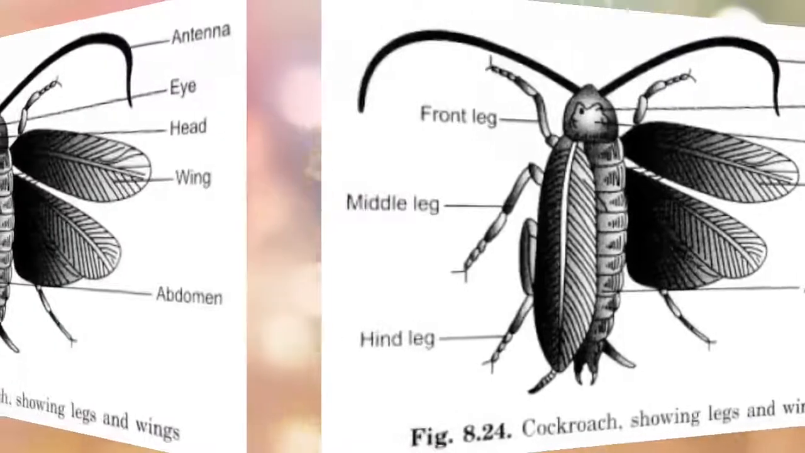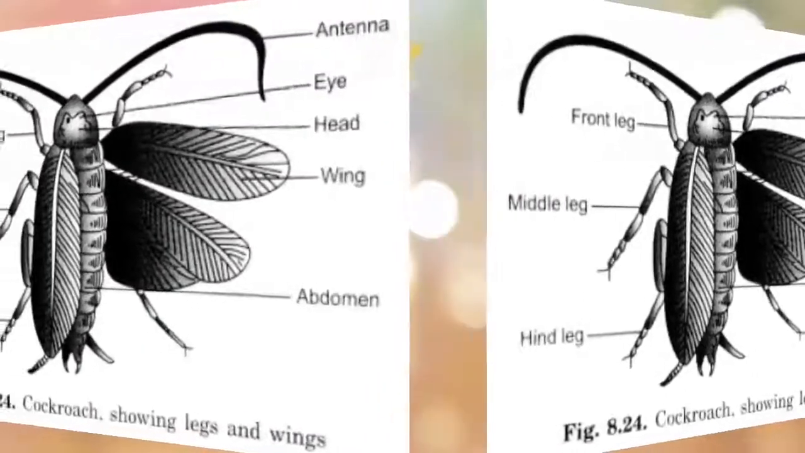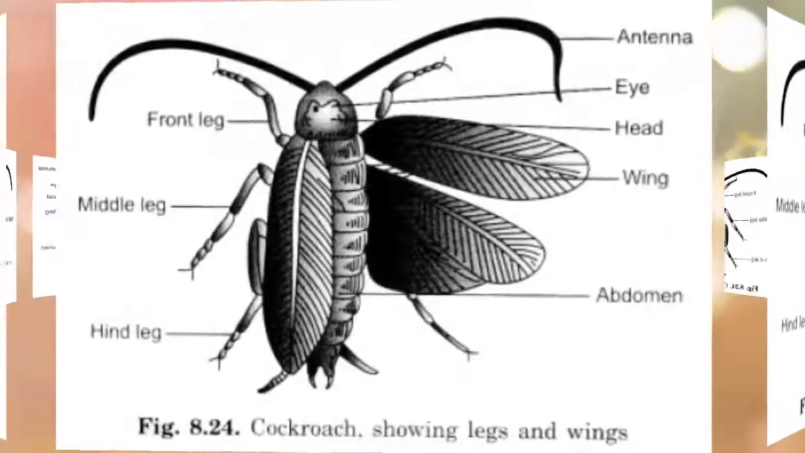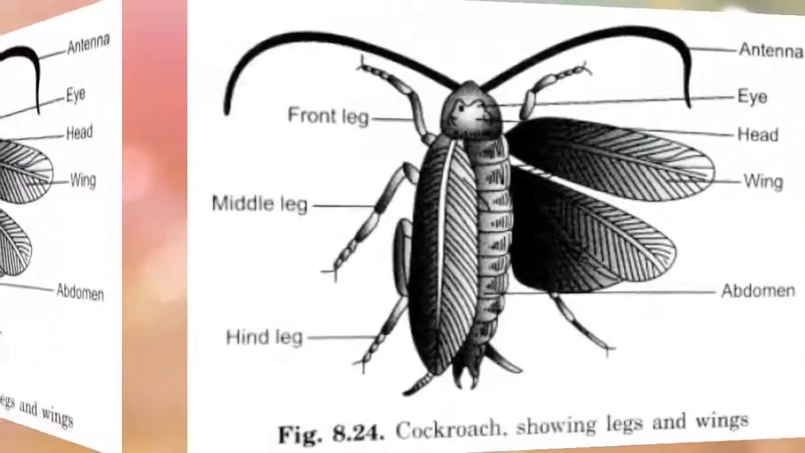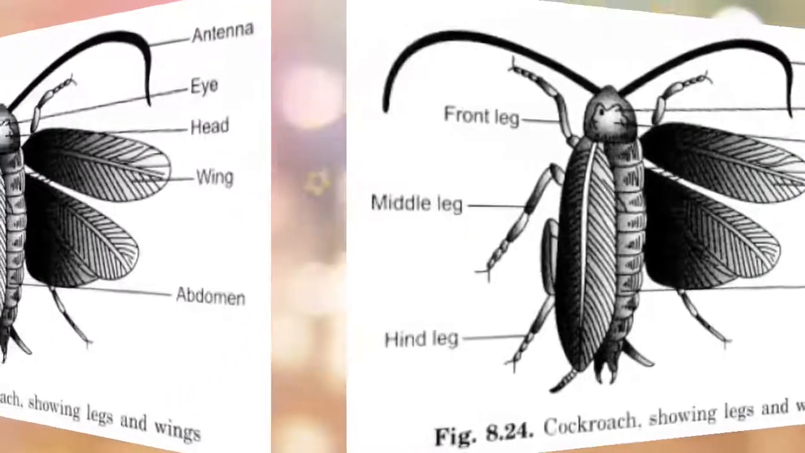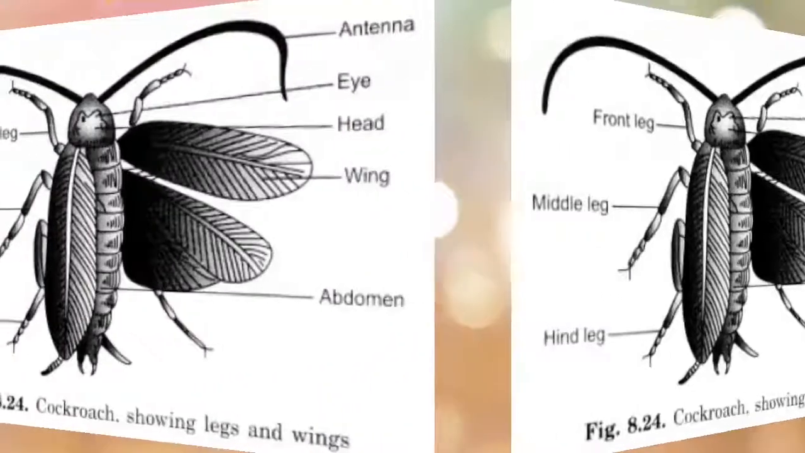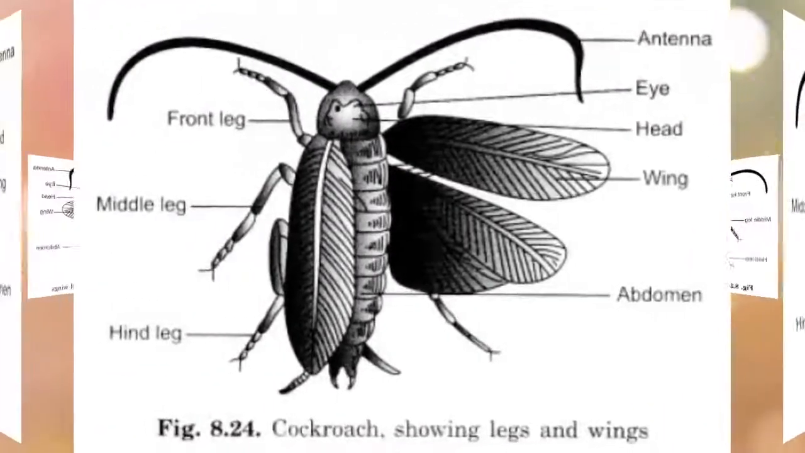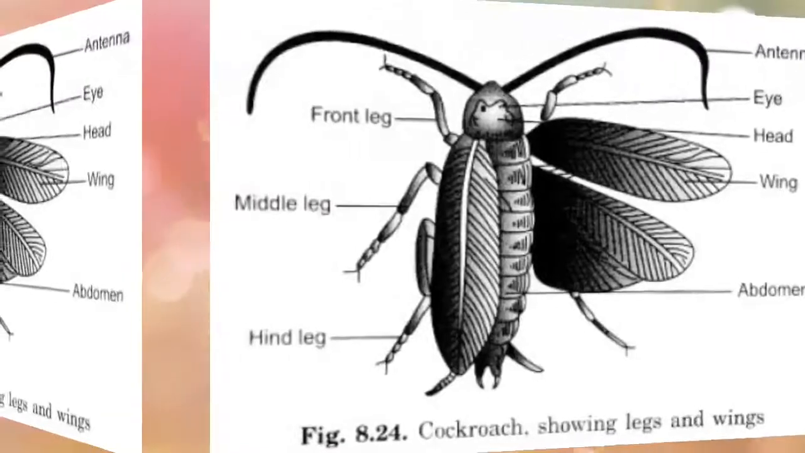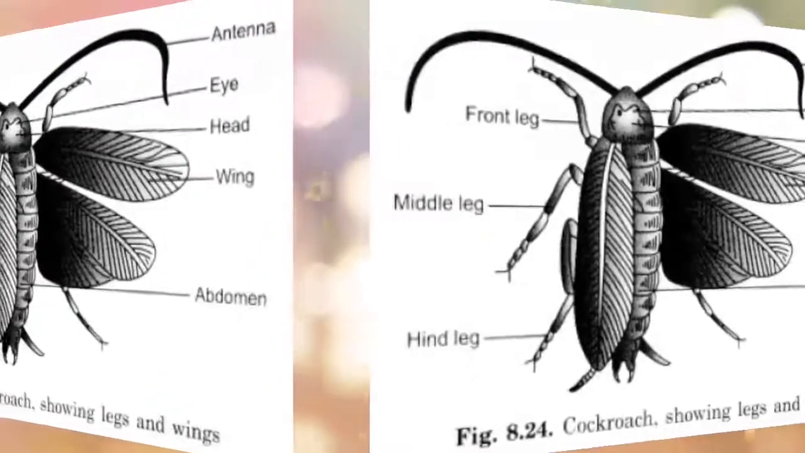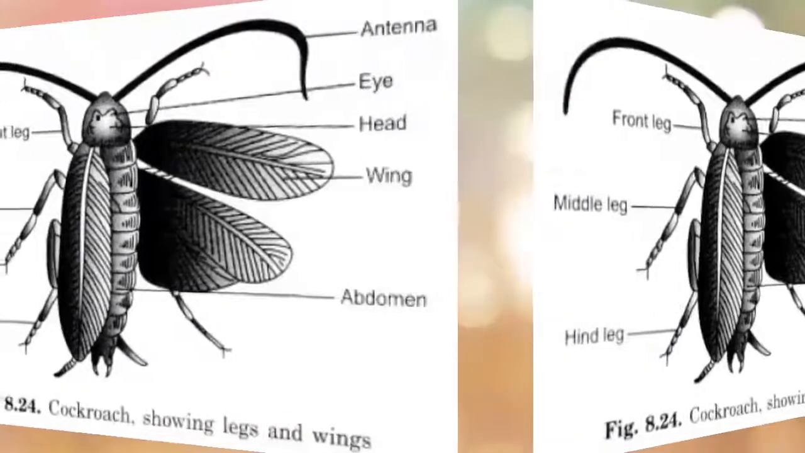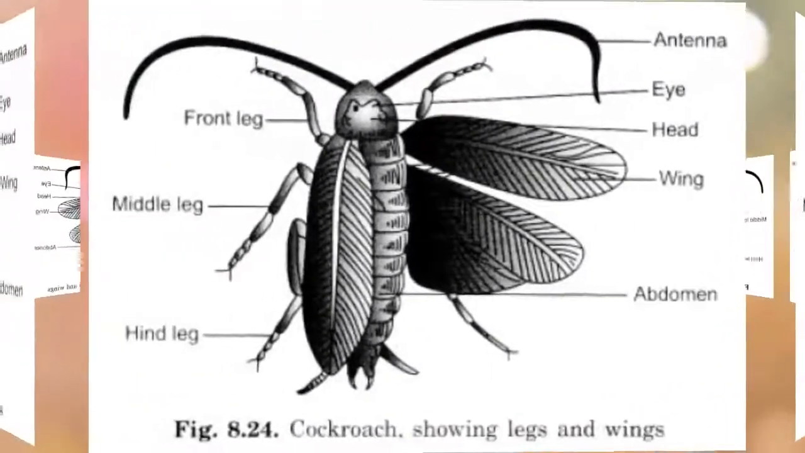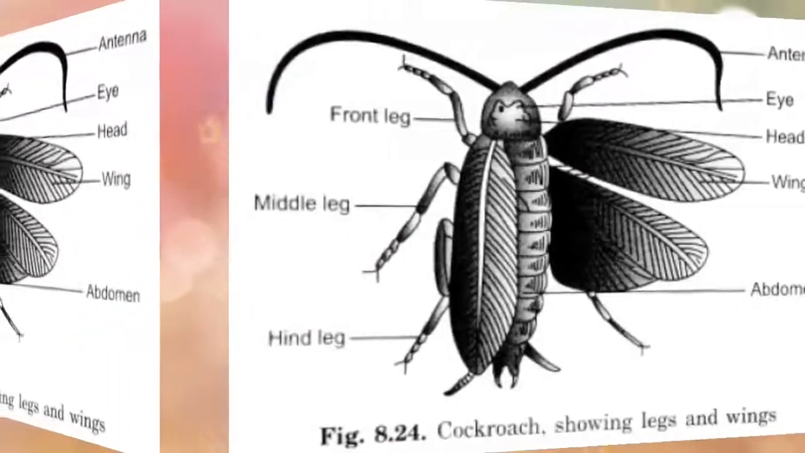I repeat, cockroaches have two pairs of wings. Cockroaches can only fly a short distance. However, they are able to run very fast or climb very fast. Like all insects, cockroaches have three pairs of legs, meaning 6 legs. They walk in a very interesting manner, like moving three legs at a time.